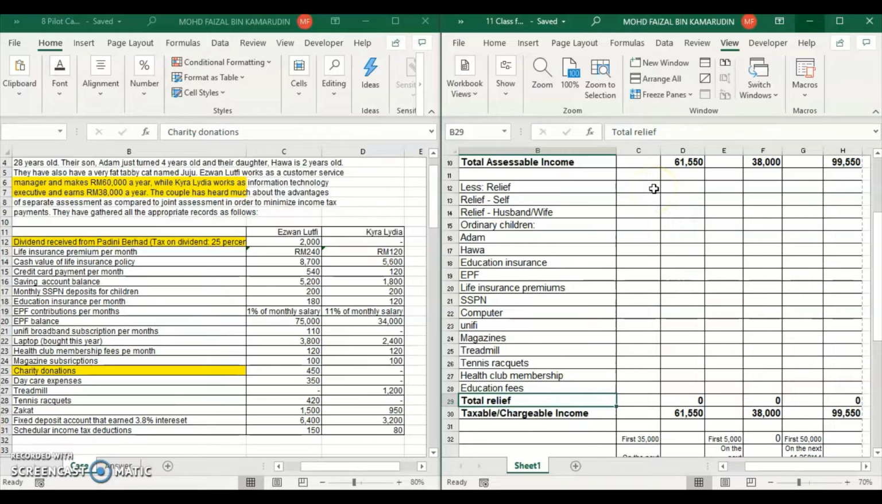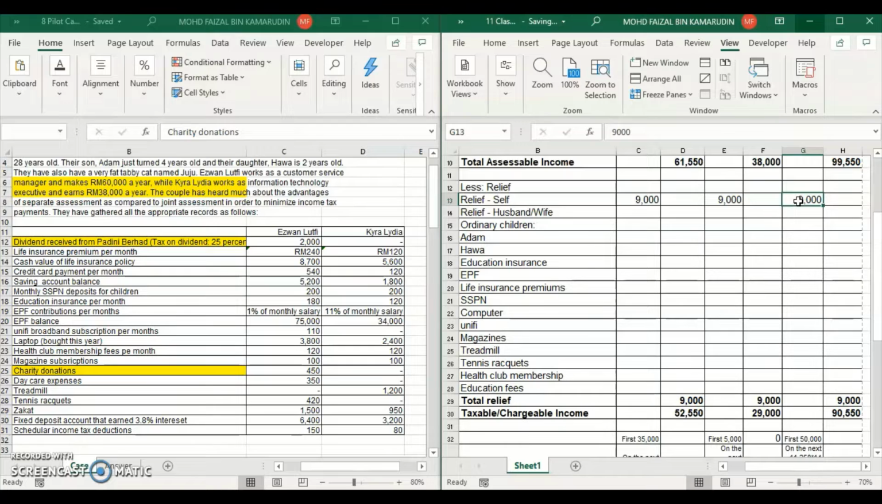So for this relief, on self, that one is 9,000 automatically given to everyone. Same goes here, 9,000 for Kyra, and then for joint assessment, 9 plus 9, this one plus this one, right? So 18,000, but be careful, because the maximum of the relief for an individual is only 9,000.